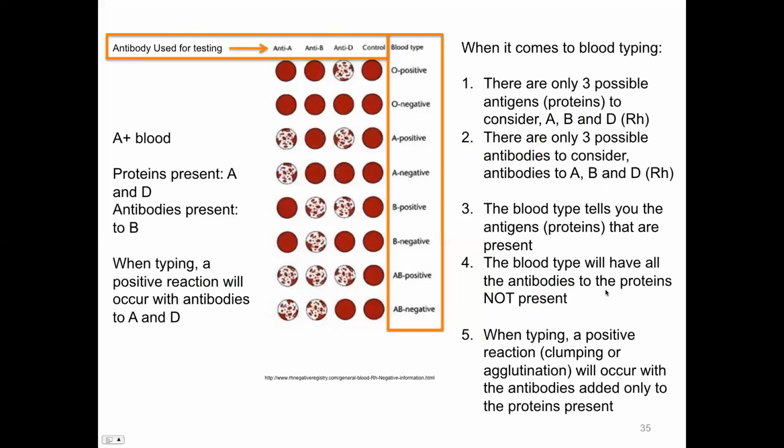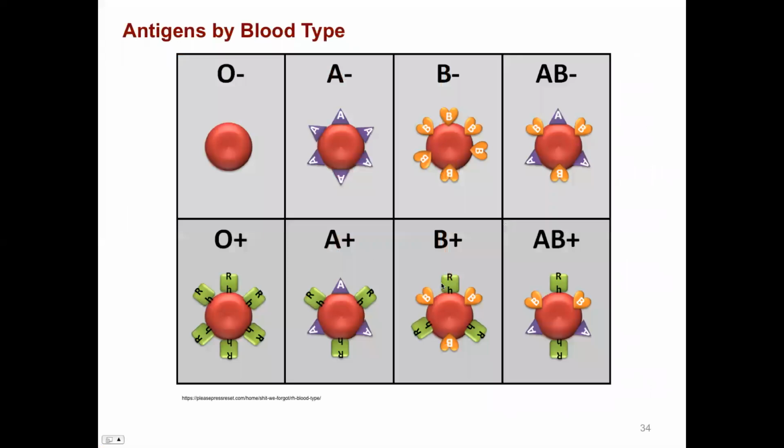Now, if we look at this and really look at this slide, this should make sense to you, all right? So this is ABO testing using the antibodies for all three, all right? So when it comes to blood typing, there are only 3 possible antigens or proteins to consider: A, B, and D, or Rh. There are only 3 antibodies to consider: A, B, and D, or Rh, all right? The blood type you're given is telling you what antigens are present on that person's blood. So if I am B positive, it tells you that I have both B and Rh or D, okay? What antibodies do I have?